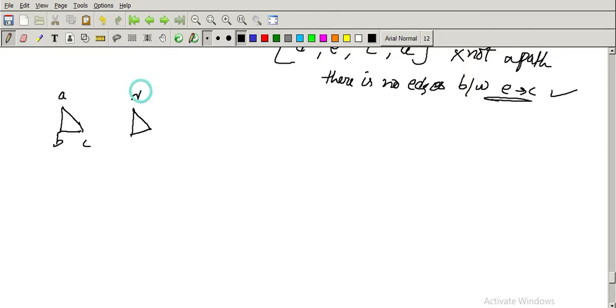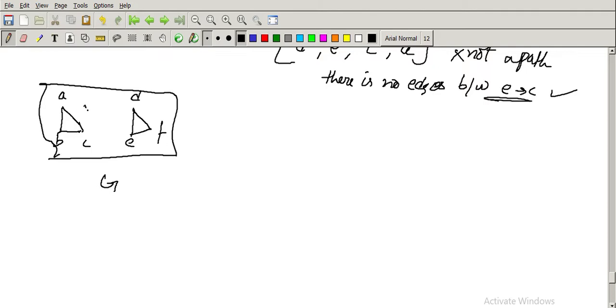D, E, F. So this is a graph, but it has two components. These components are not connected to each other, but this is a graph G having two components, but these are not connected to each other.